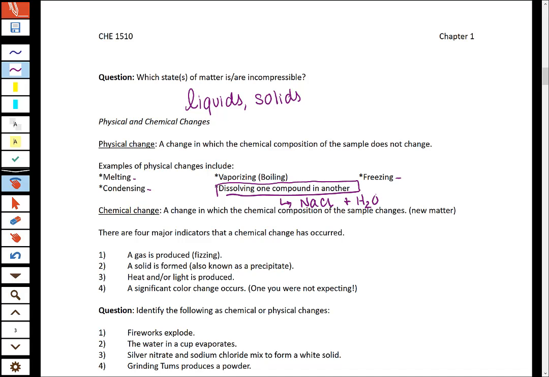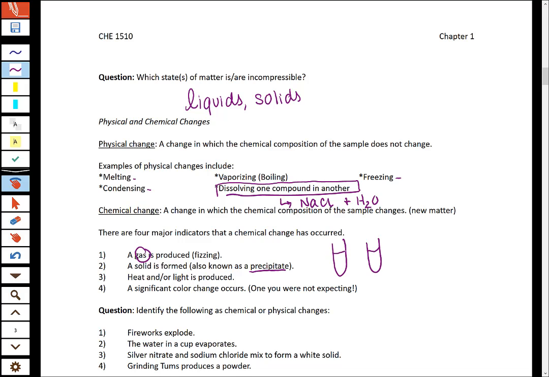When a change occurs and the change results in a different chemical compound at the end, then we know a chemical change has happened. So if you add two things together and you see a gas produced by seeing bubbles or fizzing, you know you had a chemical change. If all of a sudden you add two clear, colorless solutions together, right? Here's a test tube.